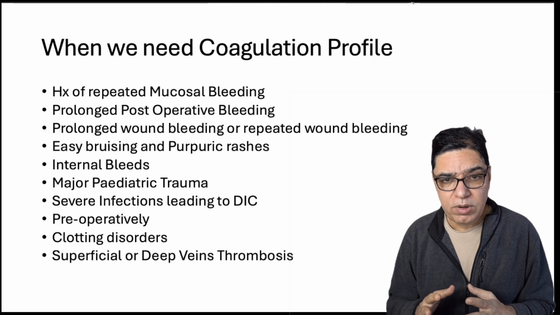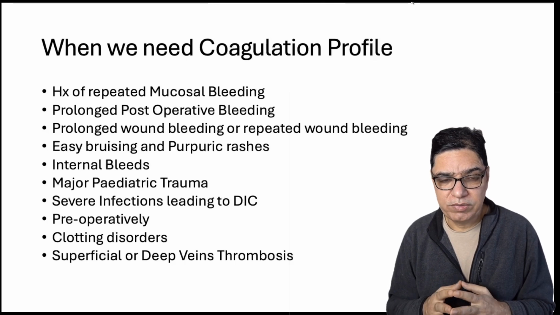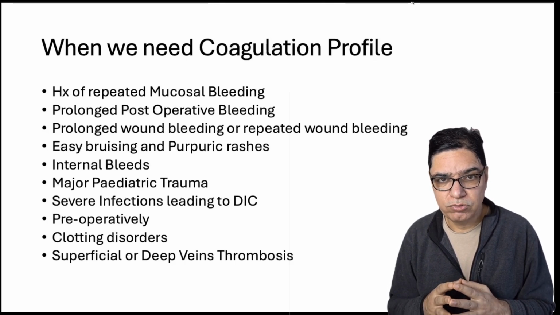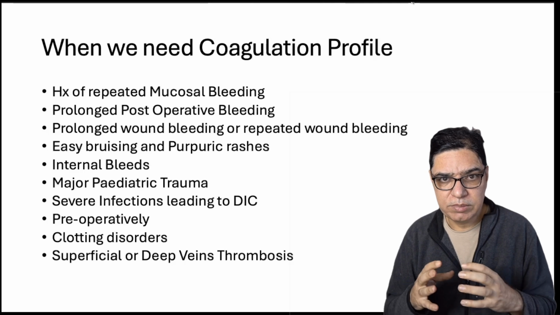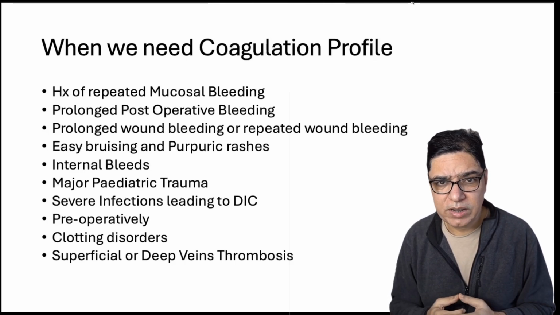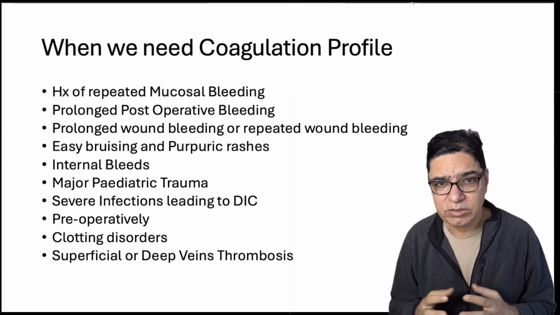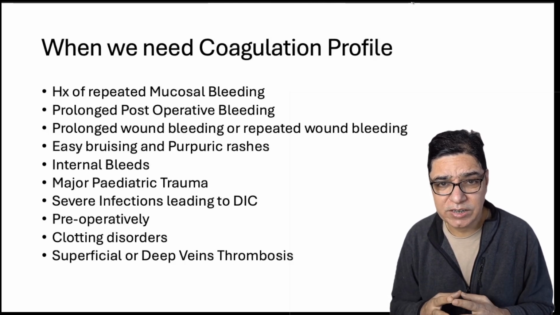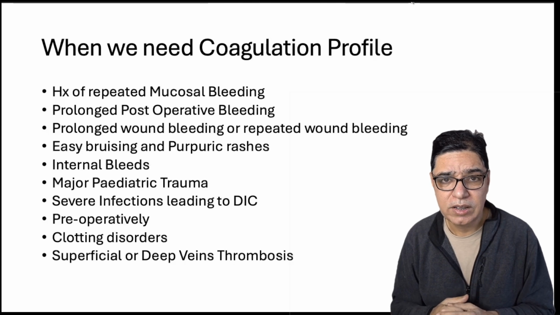Major pediatric trauma where there is catastrophic bleeding, you definitely need a coagulation profile because you have to look at certain parameters and keep them under control. If there is a severe infection like sepsis or macrophage activation syndrome, which is leading to disseminated intravascular coagulation, which is a very life-threatening condition, you need a coagulation profile.